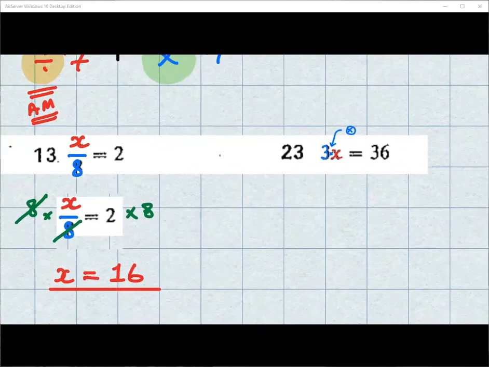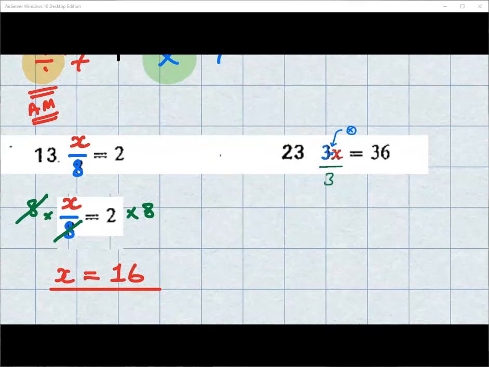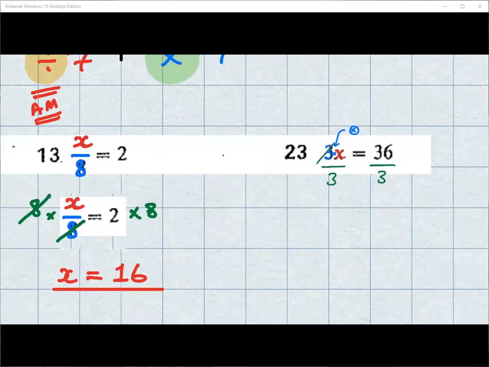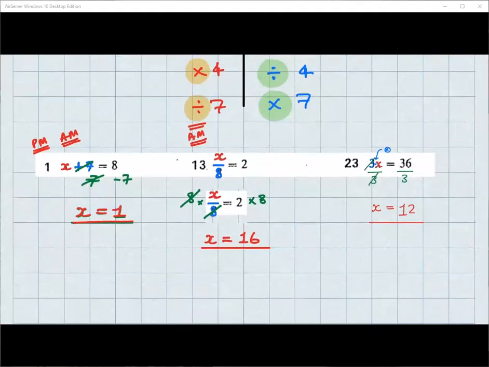So what's the opposite of timesing now? You have to get rid of the times by 3 and get the x by itself. So the opposite of times by 3 is divided by 3. Now you divide this side by 3 and the other side by 3 to keep the equation balanced. So the 3s will cancel each other out. And that will leave you with x is equal to 36 divided by 3, which is 12. Done. So that's 3 questions done in the traditional algebraic method style.